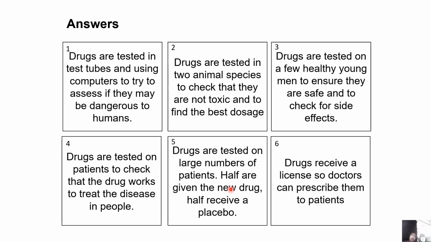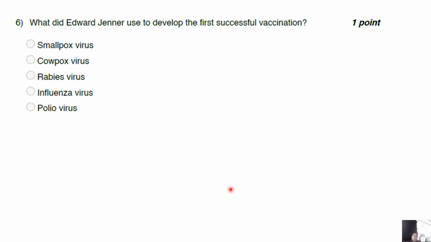Half are given the new drug, half receive a placebo. Now drugs receive a license so doctors can prescribe them to patients.